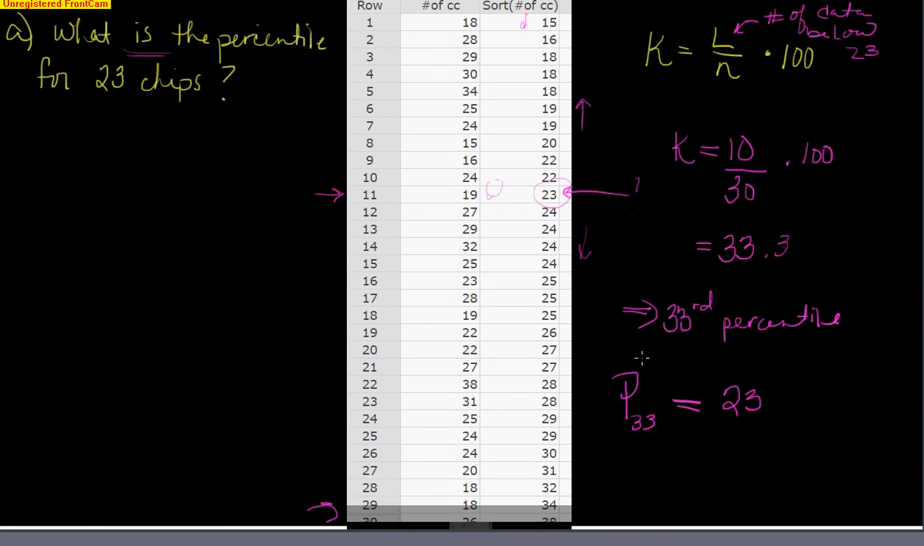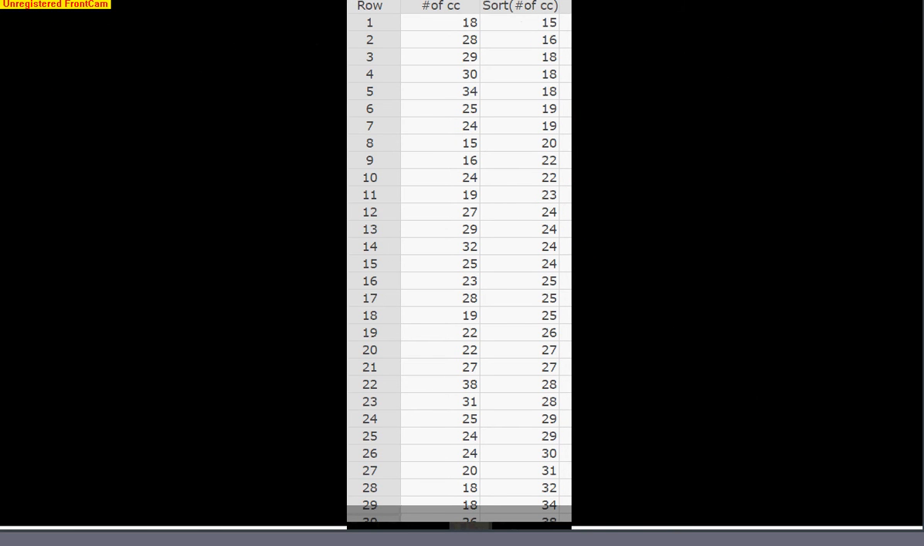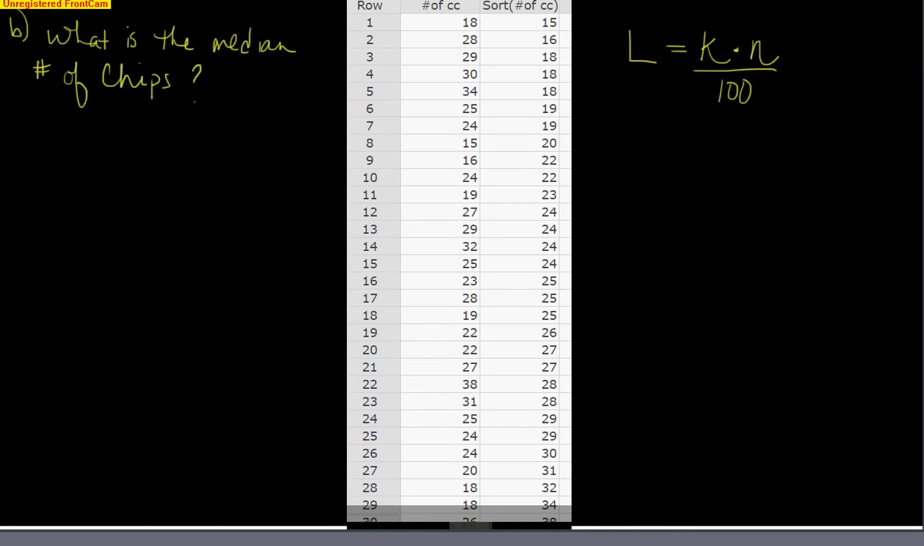Okay? All right, let's try another one. Let's close this out and let's open another question here. What is the median number of chips? Well, I'm sure most of you know how to find medians. You've done this before. You would sort all the data. You'd see you have 30, and you know what to do, that you'd find that halfway point. I know 15 is the halfway point.